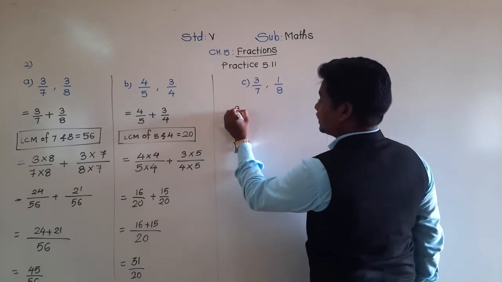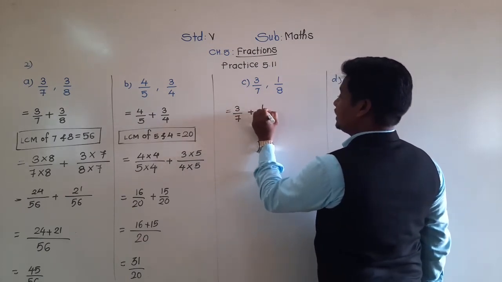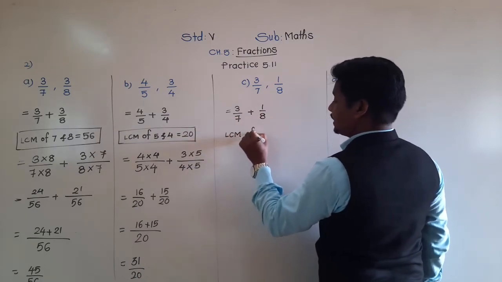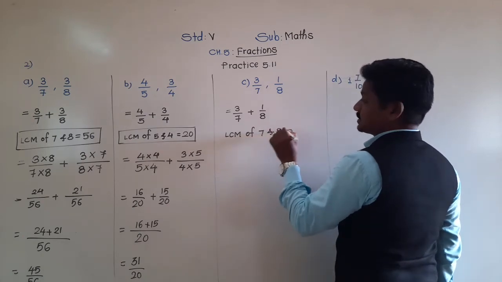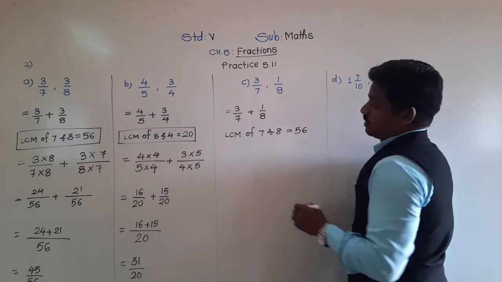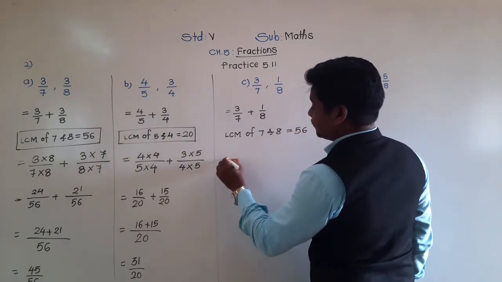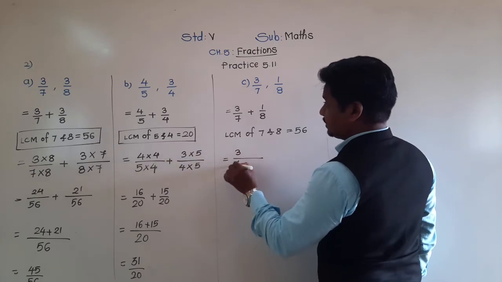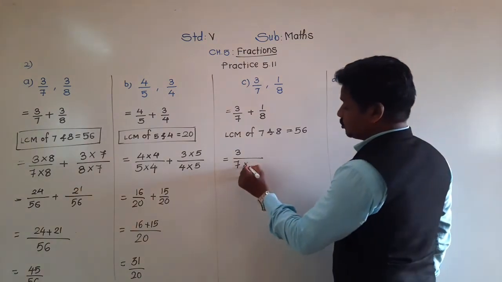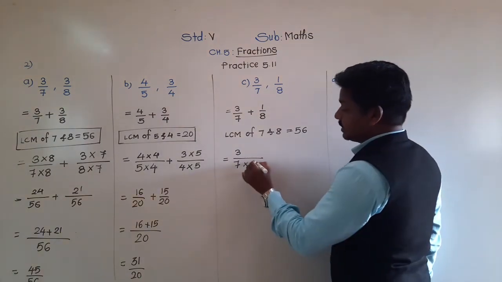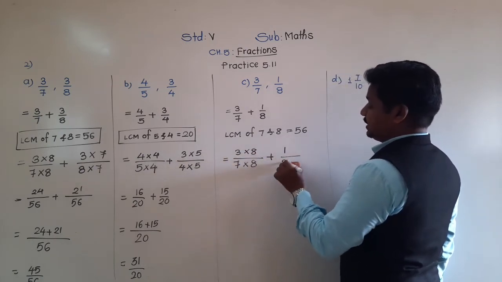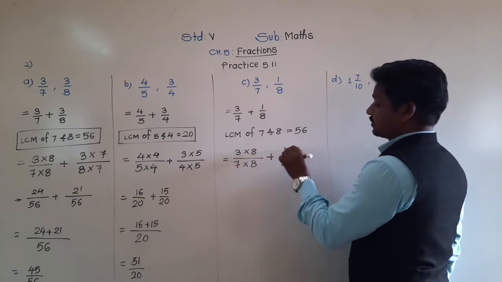3 upon 7 plus 1 by 8. Denominators are not same, so find LCM of 7 and 8. In first example, we have found LCM of 7 and 8. That is 56. So let's make the denominator 56. 3 upon 7. Okay. So 7 into how many 56? 7 into 8. So here 3 into 8. Plus 1 by 8. 8 into 7. So here 1 into 7.